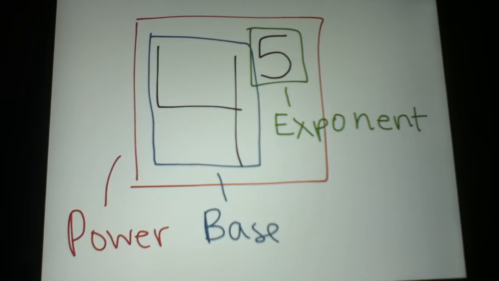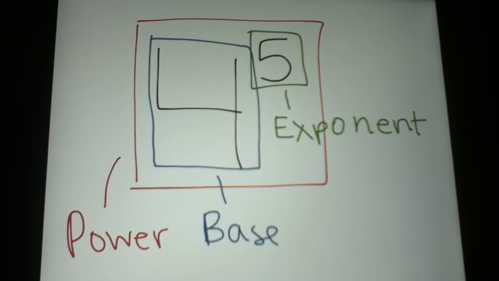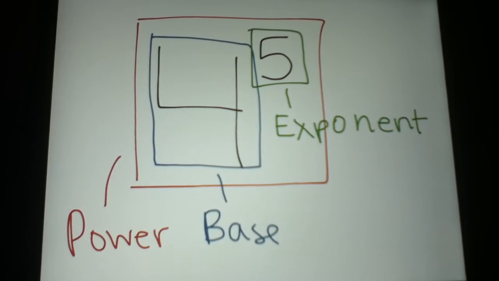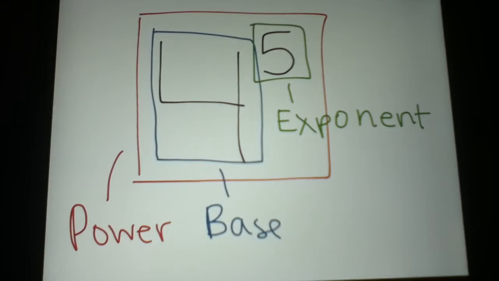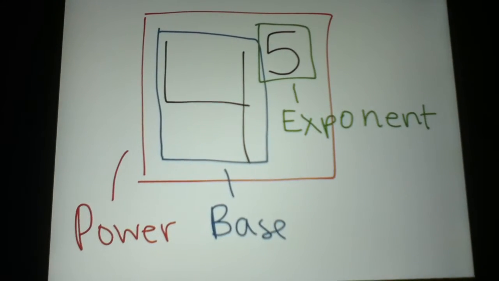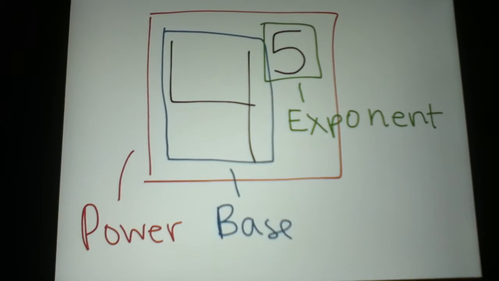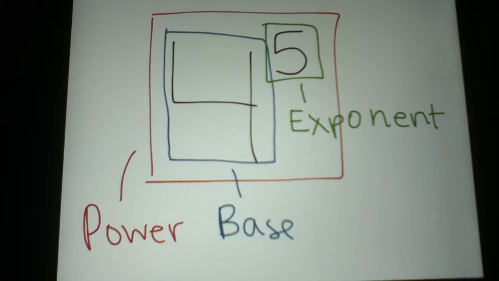In this case, the 5 is the exponent. An exponent tells us how many times we multiply the base. The base in this case will be 4. The base is the number that you multiply by itself according to the exponent. So basically what this means is 4 times itself 5 times: 4 times 4 times 4 times 4 times 4.